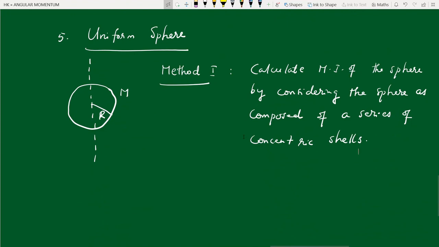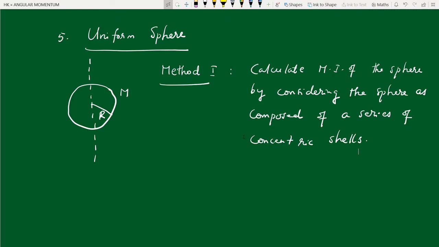Remember that we have done this type of technique in the case of a disk. We assumed that a disk is composed of a series of concentric rings. In the same way, you assume that the sphere is composed of a series of concentric shells. You can say that this shell has a radius and a small thickness. Then such shells, if you draw close together, you will get a sphere. So you consider the sphere as composed of a series of concentric shells.